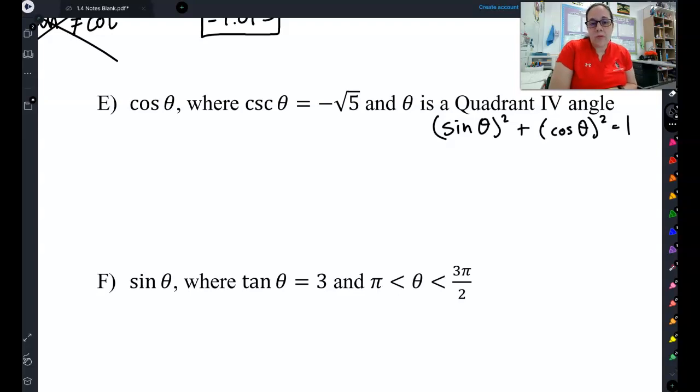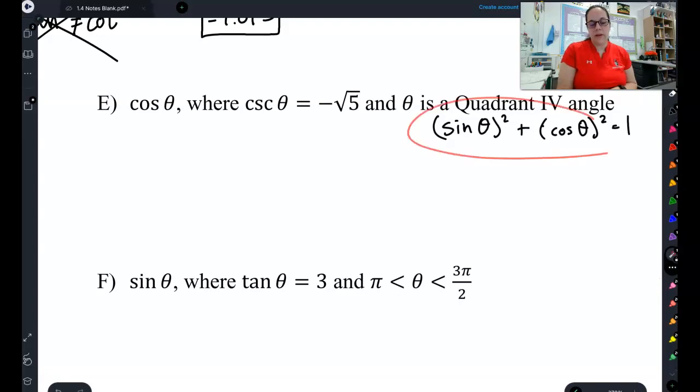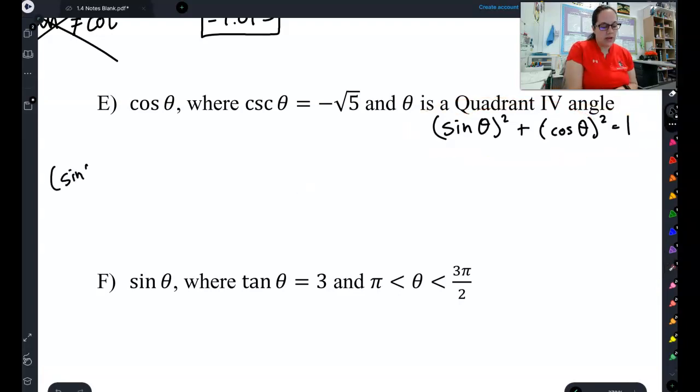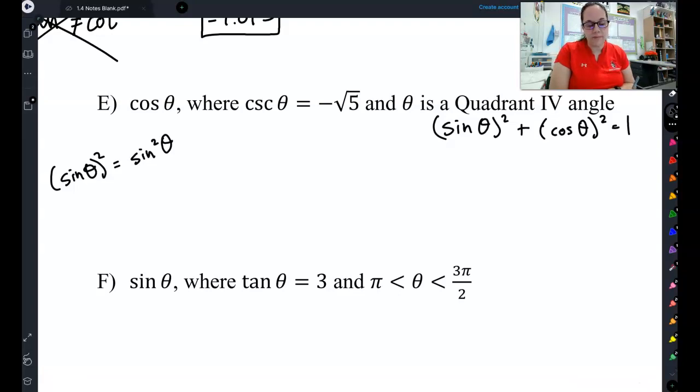Let's do a couple problems where we review our Pythagorean identity. Now, I've already copied the Pythagorean identity right here for you. Little side note, please remember that sine of theta squared is the exact same thing as sine squared of theta. Those are completely identical. You can use them interchangeably.